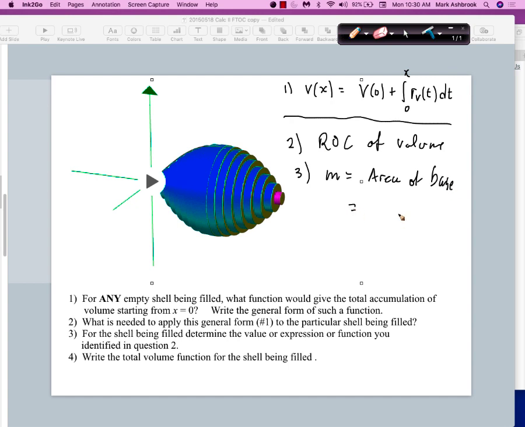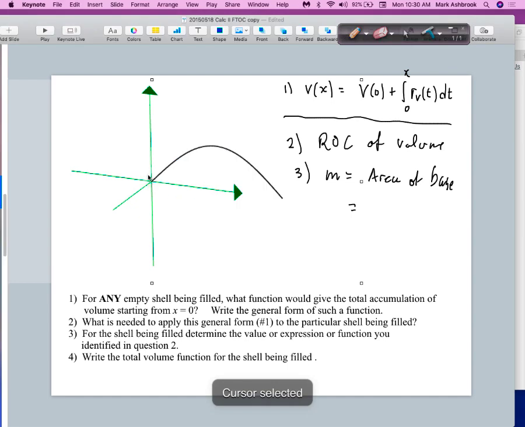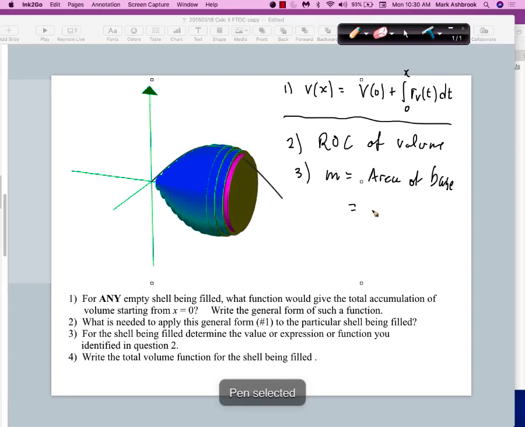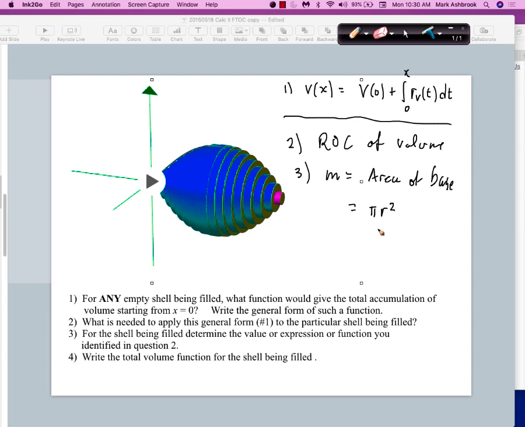Pi times r of t? No. What's the area of the base? Pi r squared, right? It's going to be pi r squared. See that the dark black faces are pi r squared. What is r, though? So what variable are we using? Are we letting x increase through delta x intervals, or are we letting y increase through delta y intervals? So our independent variable is x, therefore we need the radius in terms of x.